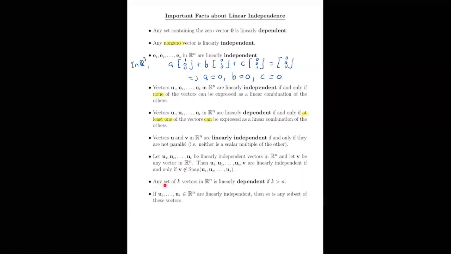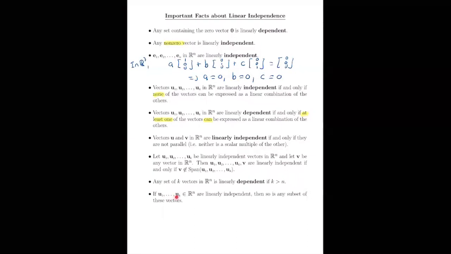Next, we have that any set of k vectors in Rn is linearly dependent if k is bigger than n. And this is a really nice one to keep in mind. If you have too many vectors, in other words, if you've got more than n vectors in Rn, then that set is automatically linearly dependent and you have nothing to check. You just know that more than n vectors in Rn are automatically linearly dependent.